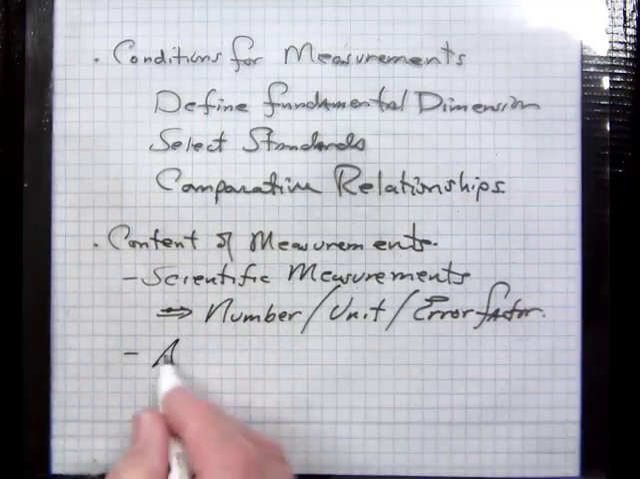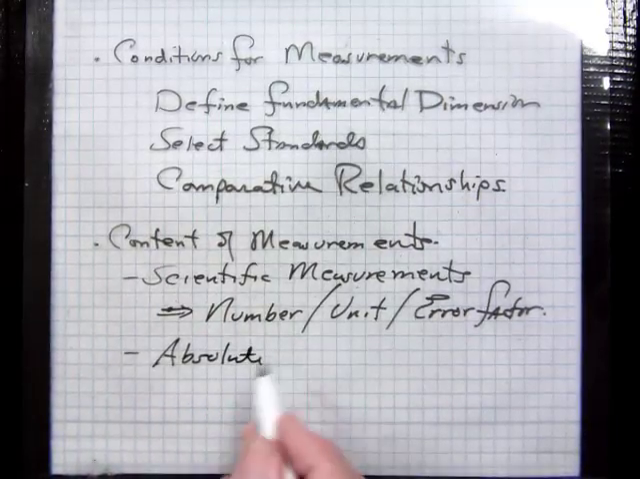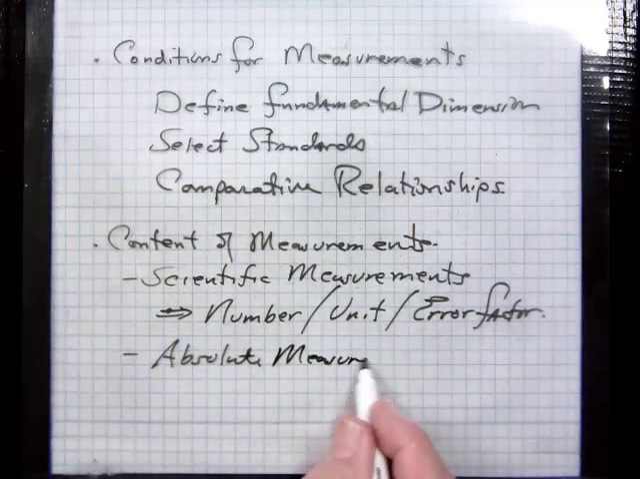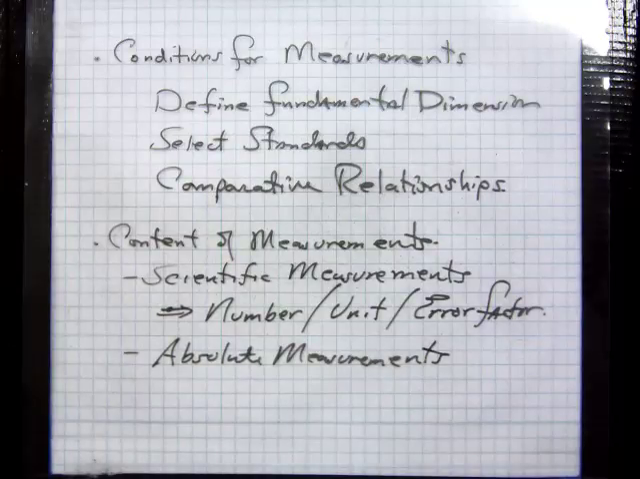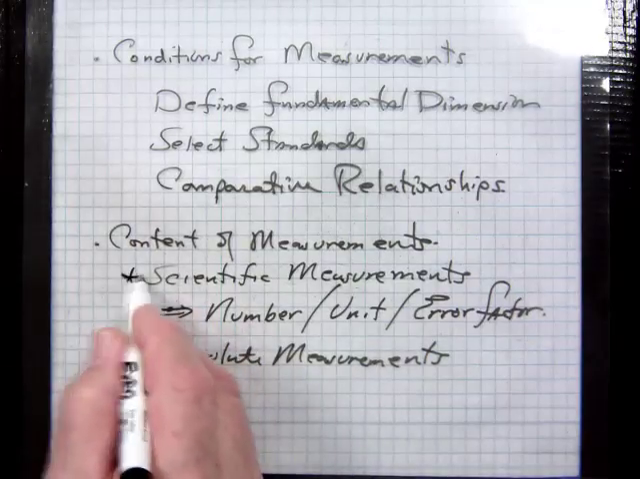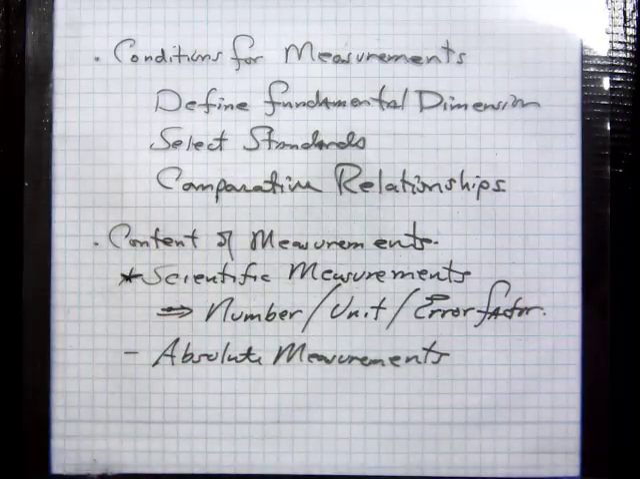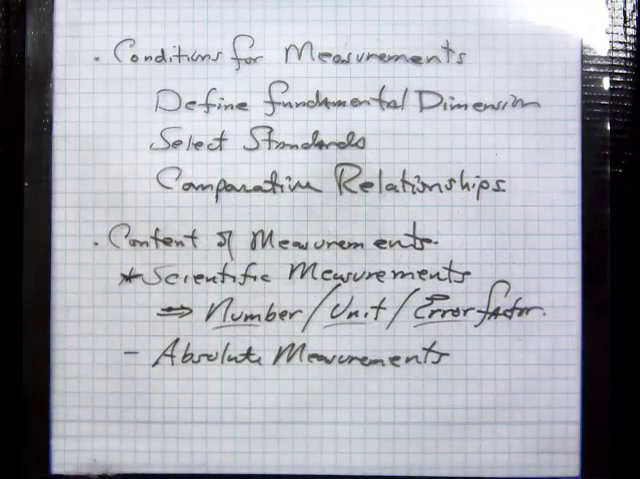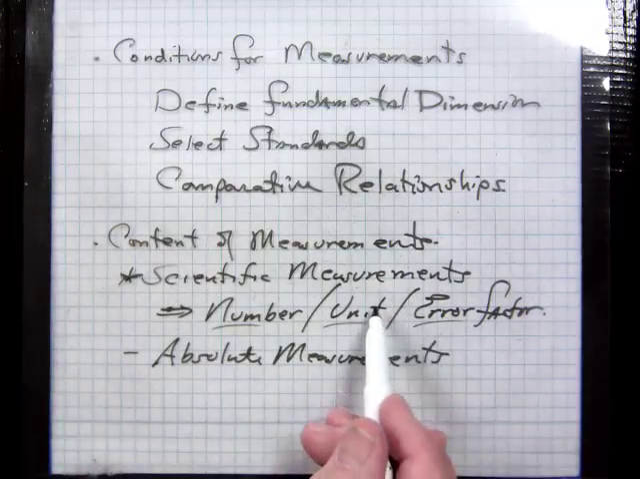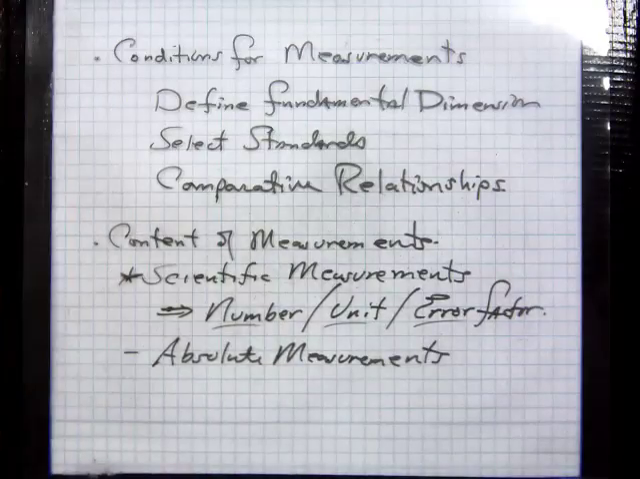And then absolute measurements. Absolute means exact. Five apples in a basket. There's not much error in that. And so there are absolutes in the world of measurement. The ones, of course, we're interested in are up here in the scientific measurement. So what we want to do is focus on the concepts. Well, what about numbers? What's the deal with numbers? And what do we talk about when we talk about units? And what do we deal with in error factors?